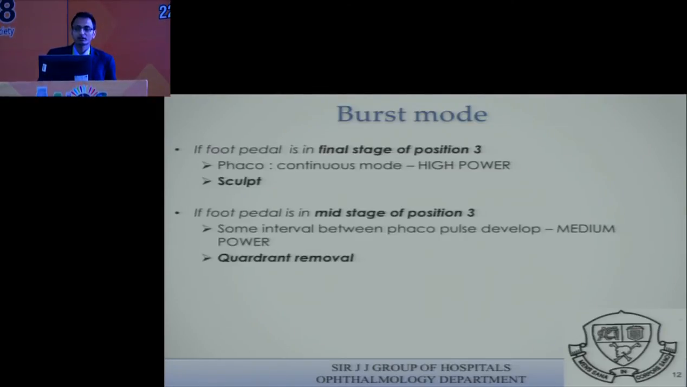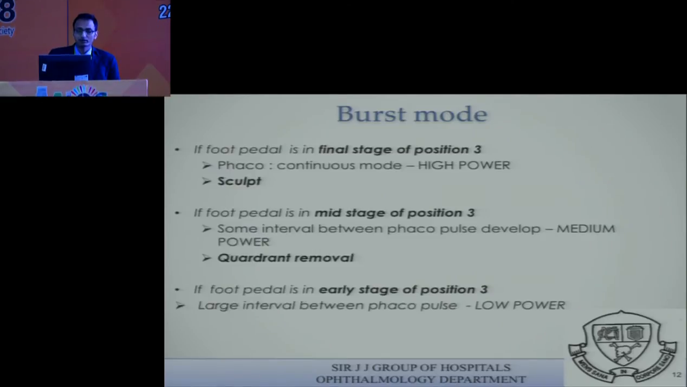With the foot pedal in the mid stage of position 3, what you are using is basically a kind of pulse mode with the medium power that can be used for the removal of the quadrant, keeping your vacuum high. And foot pedal in the early position of 3, again you can use for the epinucleus removal, because you are using basically very low energy. Most of the work is done by the vacuum mode. Also, there is something known as a hyper burst mode that is available in a few machines, even in the peristaltic. What sir showed in his last video was done on the hyper burst. Even with the hard cataract, the sculpting itself was done on the hyper burst mode.